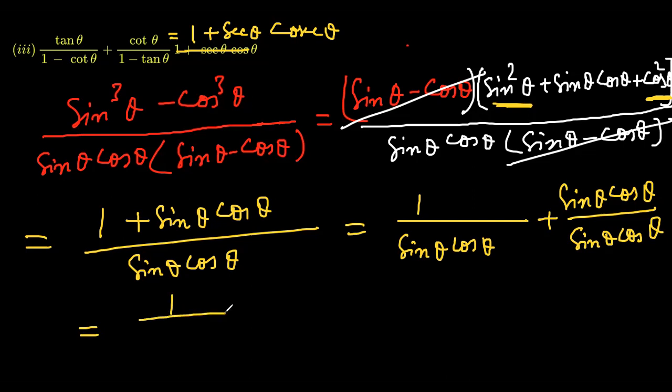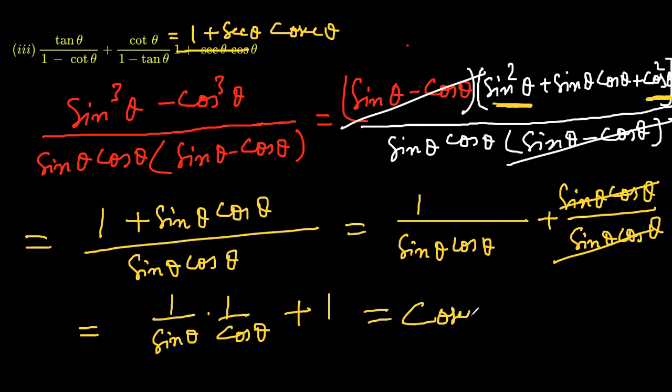So 1 over sine theta cos theta means 1 over sine theta into 1 over cos theta. We can write it like this, 1 over sine theta into 1 over cos theta, and plus the sine theta cos theta get cancelled, we get 1. And 1 over sine theta is cosec theta, and 1 over cos theta is sec theta. Cosec theta sec theta plus 1. That is your right hand side.